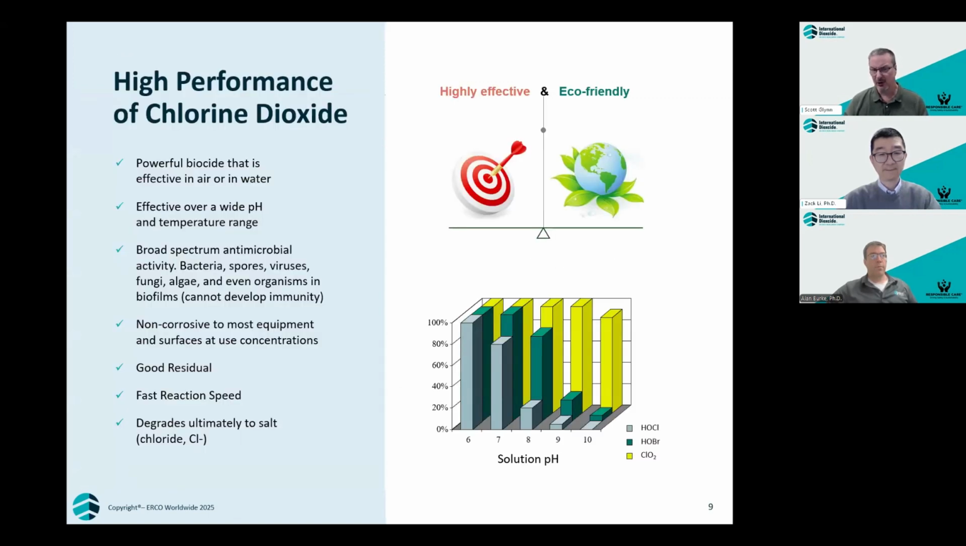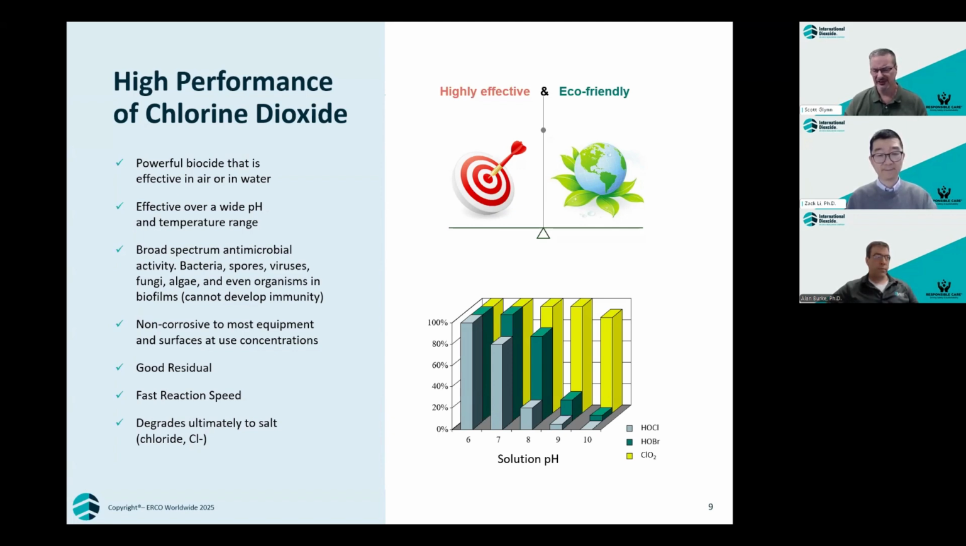Chlorine dioxide is a powerful biocide, one of four approved by the EPA for use in potable water disinfection. Because chlorine dioxide remains as a gas dissolved in water, it remains effective over a wide pH range, unlike chlorine and bromine, which become weaker disinfectants as the pH increases. Chlorine dioxide is a broad-spectrum biocide as it is effective against bacteria, viruses, algae, biofilms, and other organisms.